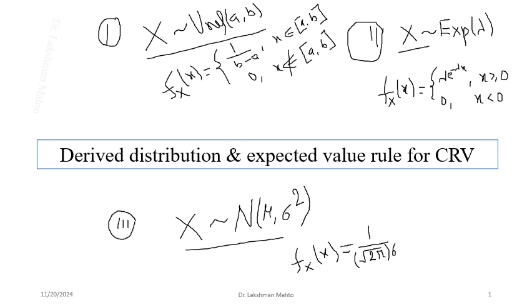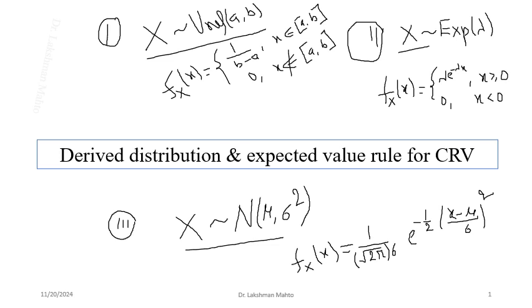And here the function would be e to the power minus 1 by 2 into, I am writing it as a square term, all of it within a square together, x minus mu divided by sigma, whole square. In the last lecture, I had written it as x minus mu whole square divided by twice sigma square. It is the same thing. So this notation is very important.